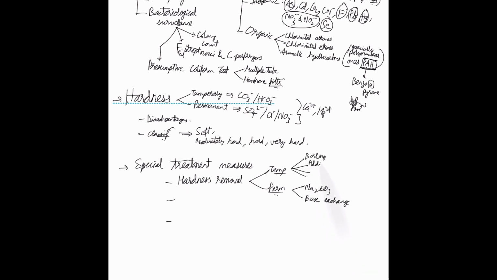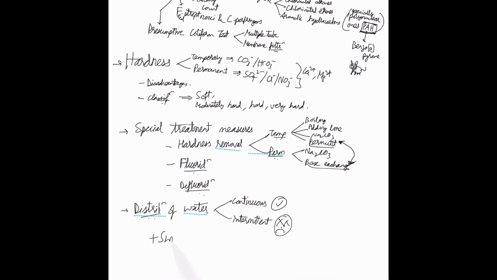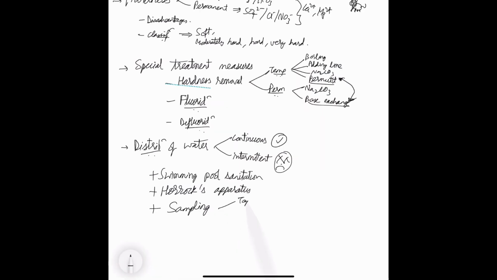Special treatment measures for water include, of course, hardness removal, which we discussed right now. To remove temporary hardness, we can boil, we can use lime, we can use sodium carbonate, or we can use the permutit or base exchange process, which is applicable for both temporary and permanent. Then for permanent exclusively, we have sodium carbonate as well. We also have fluoridation and defluoridation.